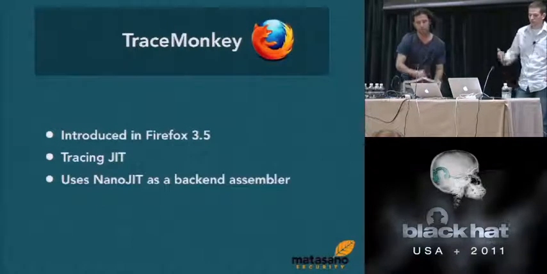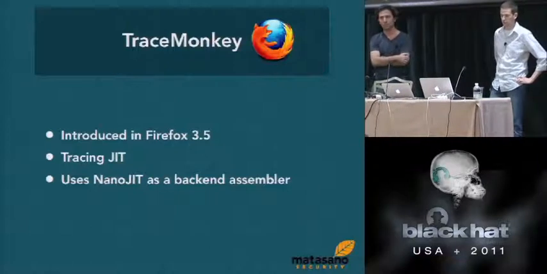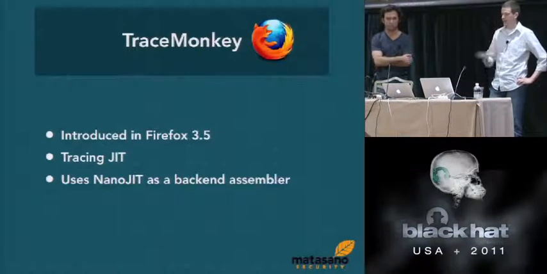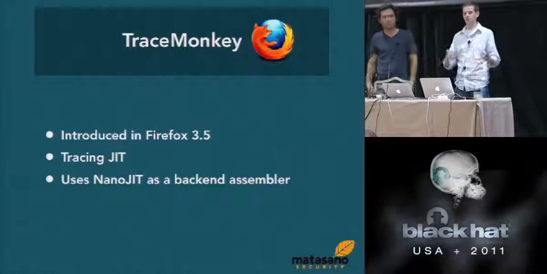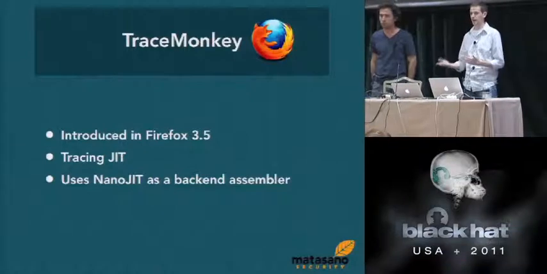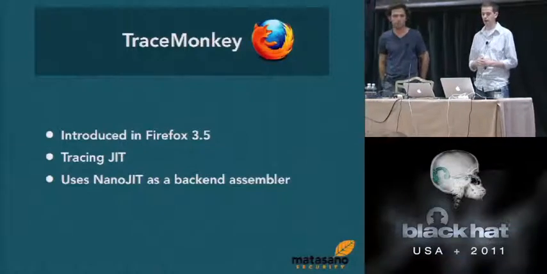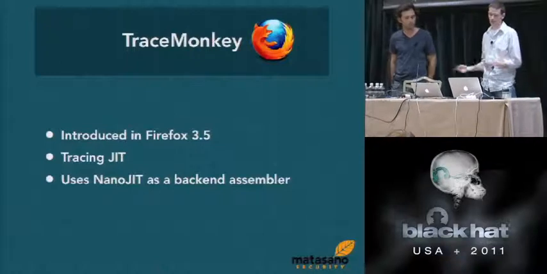An example of a tracing JIT engine is TraceMonkey. TraceMonkey was the first JavaScript JIT engine introduced in Firefox, in version 3.5, and it is a tracing JIT. What TraceMonkey does is use a recorder component, like I said, to watch the execution of interpreted bytecode. And it uses a backend component called NanoJIT, which it shares with the Tamarin and Flash project, to generate assembler code, to assemble native code on the fly.